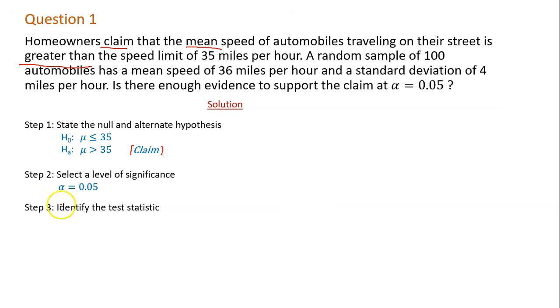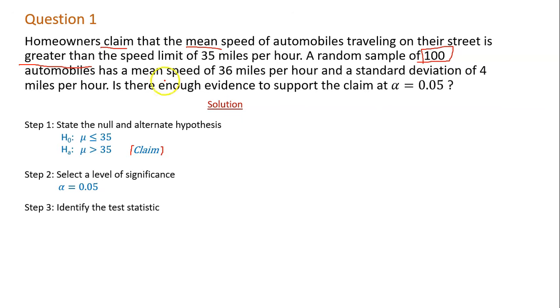In step 3, we write identify the test statistic. So how do we identify the test statistic? Now, to identify the test statistic, it means that you should determine whether we are going to use T or Z. When you look at the sample size, they say a random sample of 100 automobiles. So the sample size is large, it is more than 30. Since the condition is that it should be greater than or equal to 30, it means that we are going to use a Z distribution.